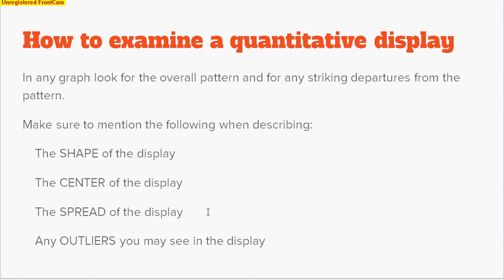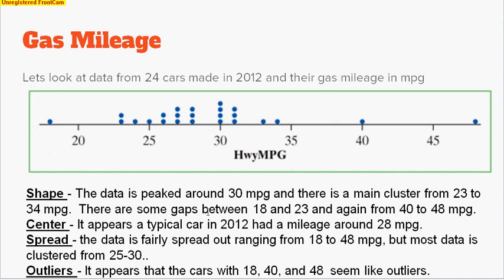Now, when we examine quantitative data, we want to talk about a couple things. We want to talk about the shape of the data, the center of the data, the spread of the data, and if there's any outliers. So we have to remember to talk about those 4 things. Those are the 4 most important things that you have to talk about anytime the question says, describe what you see in this quantitative data display.